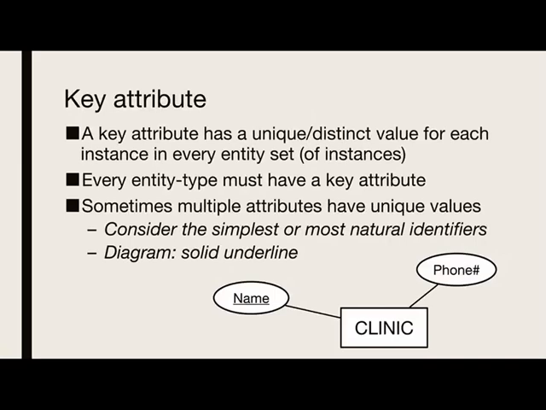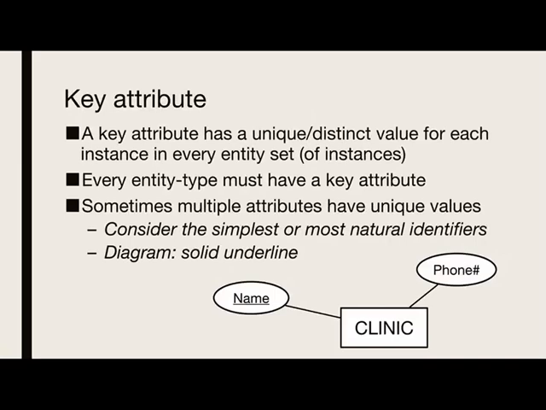Sometimes there's multiple attributes that will be unique, like a car can have a license plate number and a vehicle ID number, but usually you call a key attribute something that's really a natural identifier for the thing.